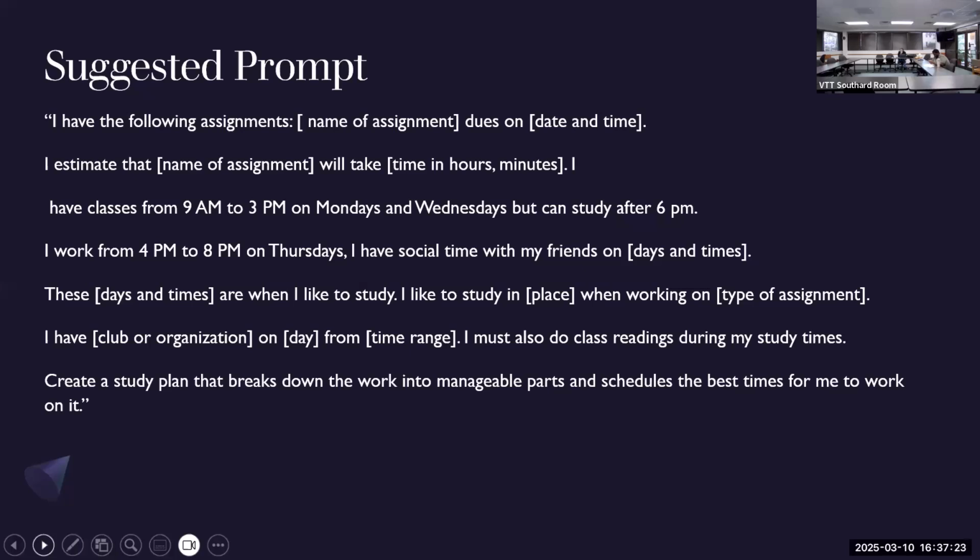Okay, tell it when you like to study and where you like to study, and your club, sports, whatever other time commitments you have. And then if you have to do a lot of reading for a class, tell it, I have other readings. So create a study plan. This is the important part. Break down the work into manageable parts and schedule the best time for me to work on it. So this is where it's going to help us with the big projects, to break that down and help us to maybe not procrastinate because it seems so overwhelming to get that done.